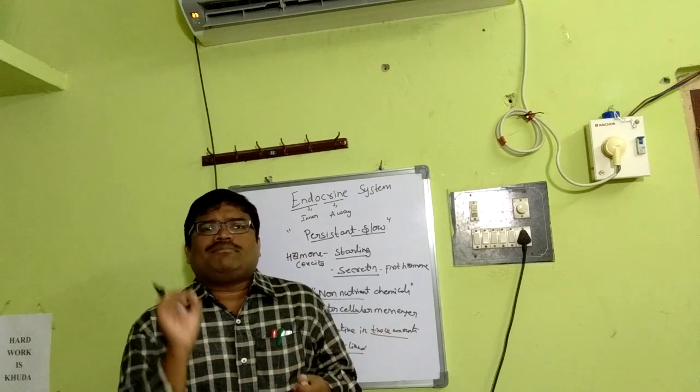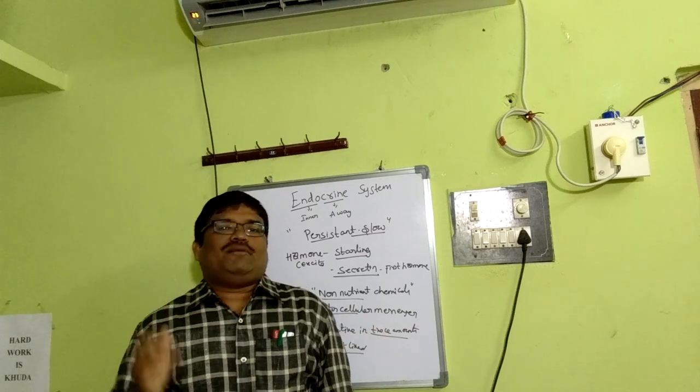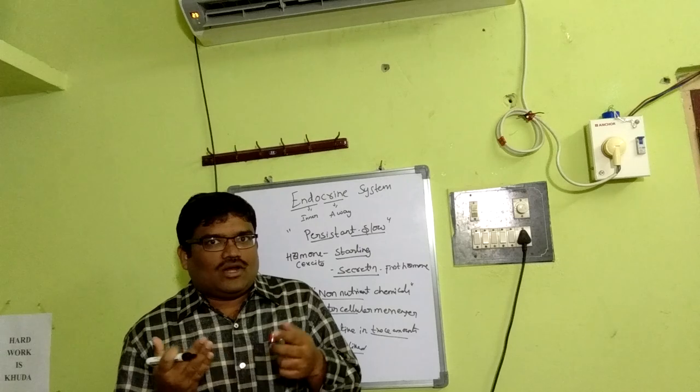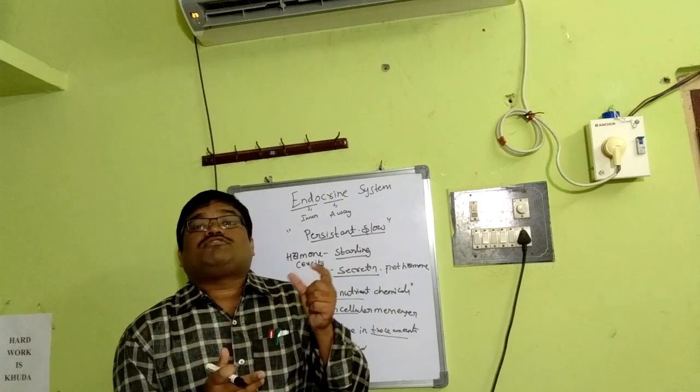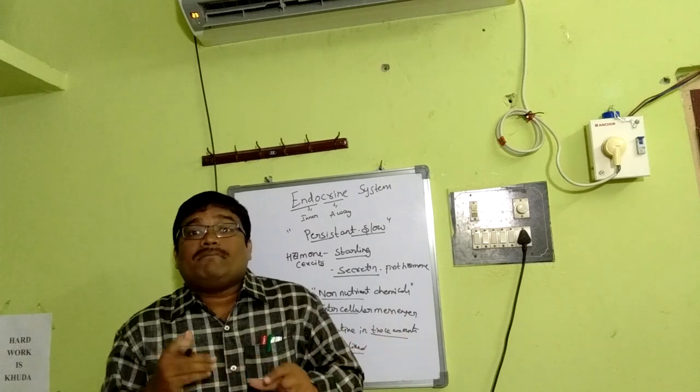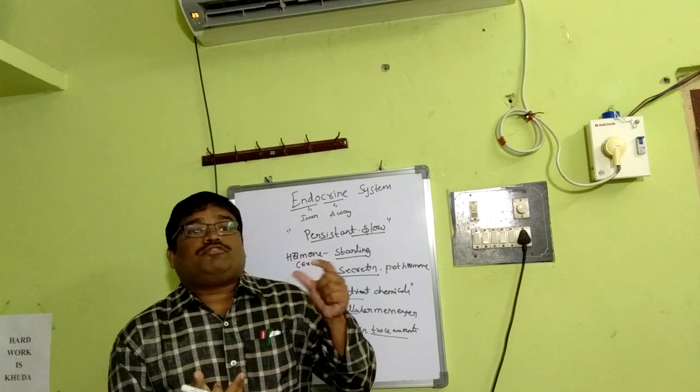Amine hormones, as the word implies, are derivatives of a single amino acid. For example, catecholamines, such as epinephrine and norepinephrine. Thyroxine is a derivative of the amino acid tyrosine. Similarly, melatonin is a derivative of tryptophan.